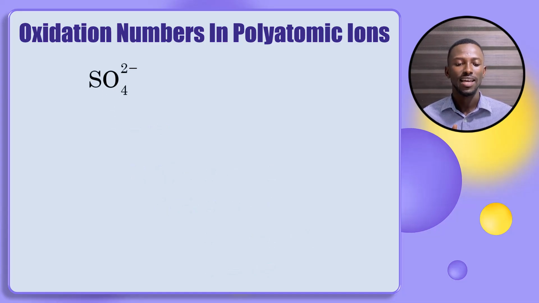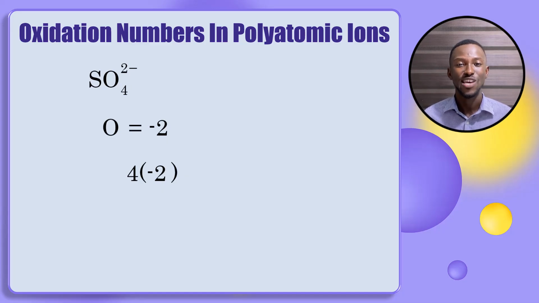Now let's look at SO4 2 minus. What is the oxidation state of sulfur, or S, in this ion? First things first, we know the oxidation state of oxygen, -2. So let's write it down here, -2. Now check SO4 2 minus. How many oxygen atoms do we have in SO4 2 minus? Do you get that? We have 4 oxygens there. So we multiply the -2 by 4.